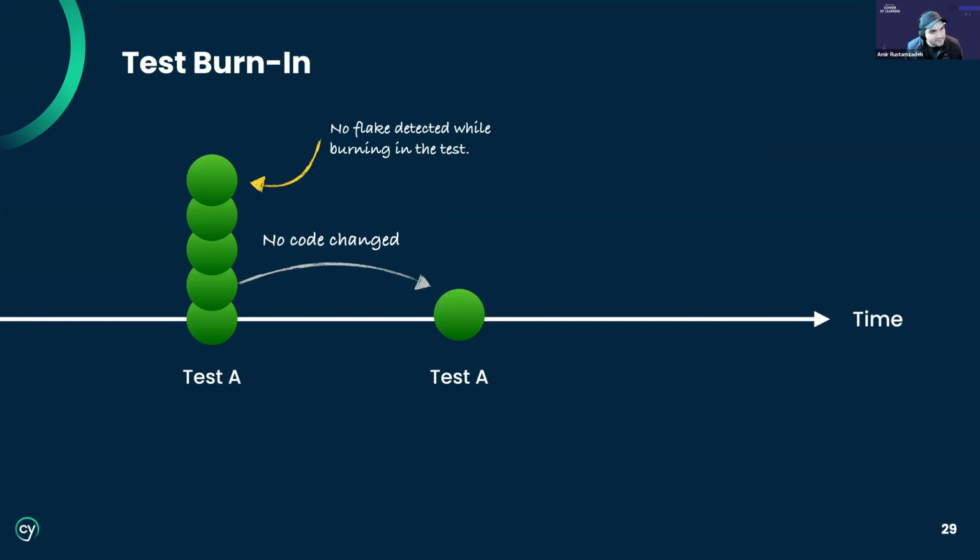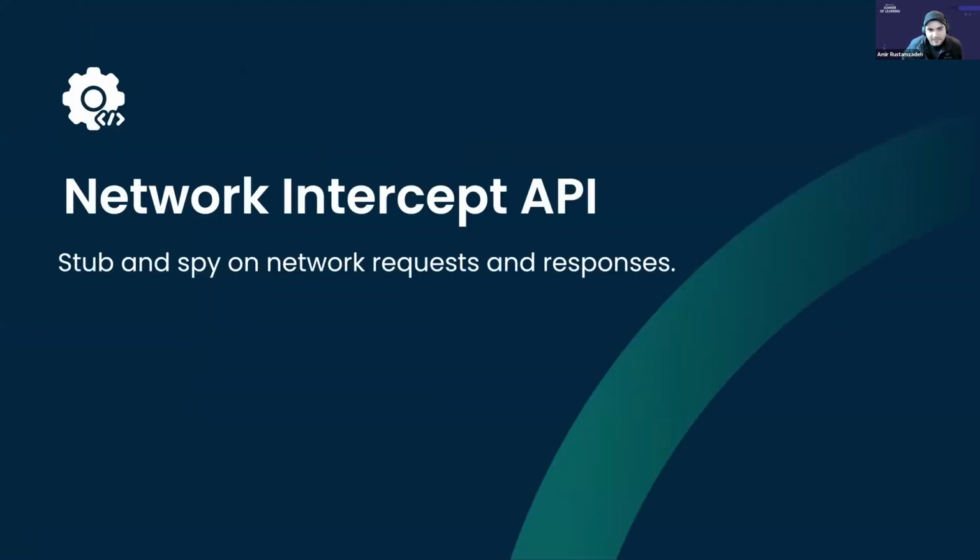Cool. Well, that's our little foray, a little path and adventure into burn-in test flakiness. But let us also talk about Cypress's new API for handling network requests. Now, if you've been a Cypress user for a while, you probably have gotten used to our older network handling API, which only supported XHRs.